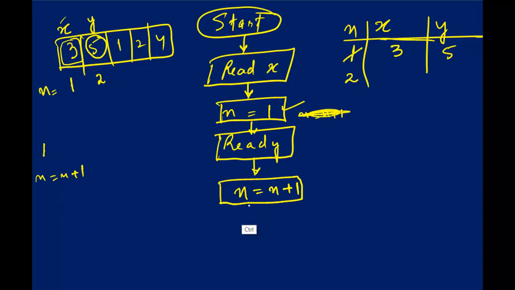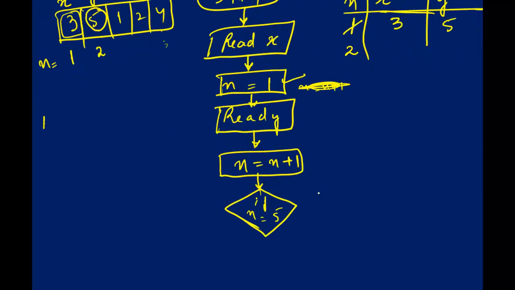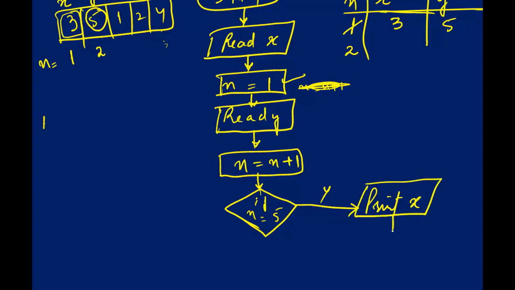Now moving forward, I will write a condition: how many numbers do I have to read here? These are 1, 2, 3, 4 and 5. I will write a condition here: is n equal to 5? If n has become 5, I have to stop, because I have to find the greatest among 5 numbers only. So if it is yes, I have to print the value of x at that time, because I will show you why I print the value of x.